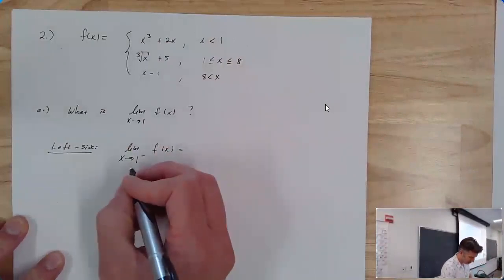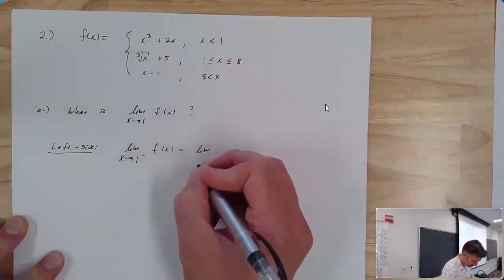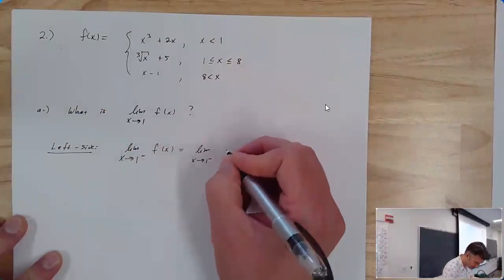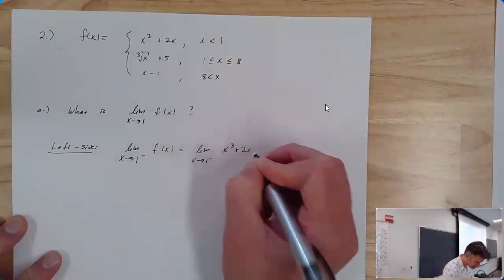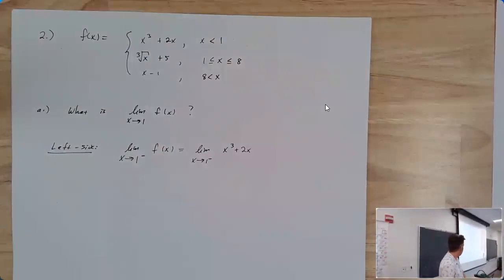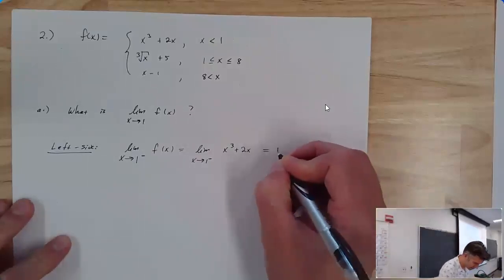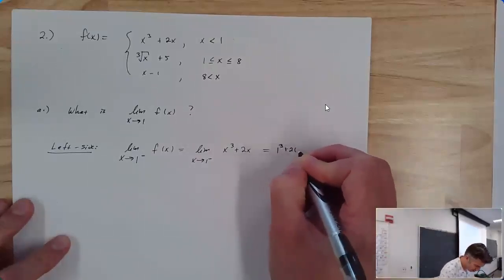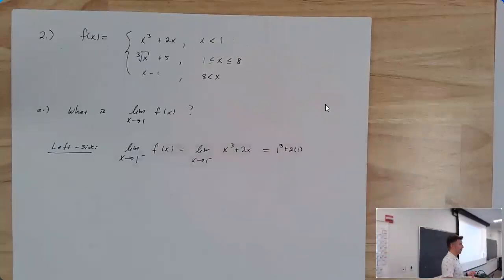So the limit as x approaches 1 from the left of f of x is the limit as x approaches 1 from the left of x cubed plus 2x. Since it isn't a problem, I can just substitute in the value of 1, because if x is getting really close to 1, x cubed is going to get really close to 1 cubed, and 2 times x is going to get really close to 2 times 1. So we're just going to use what's called the direct substitution property. In other words, most of the time, if you're trying to find the limit, you can just plug in your value for x.